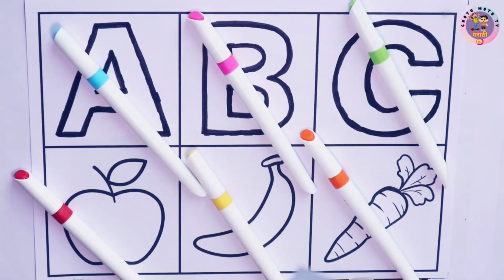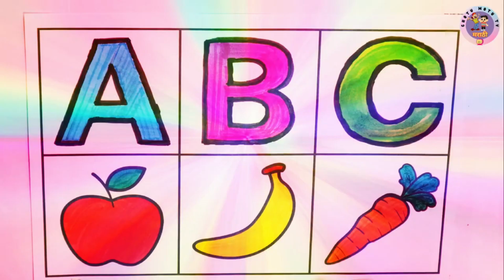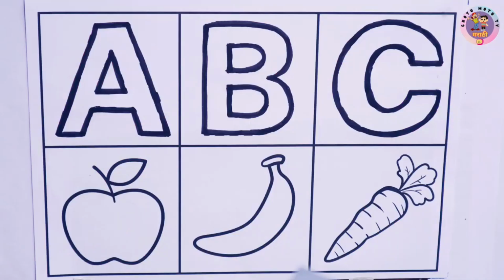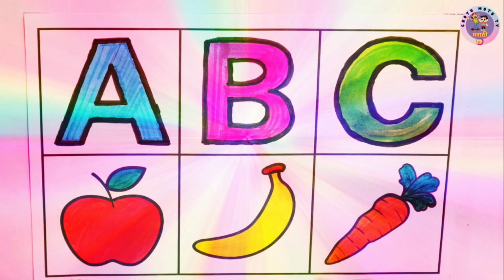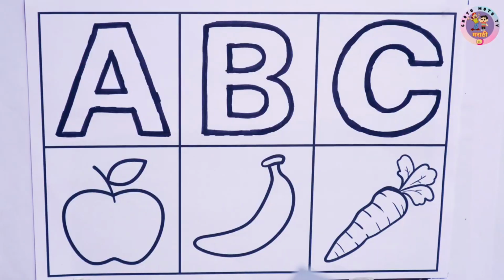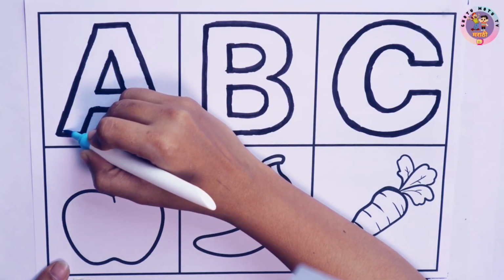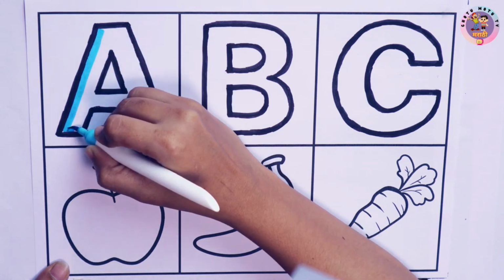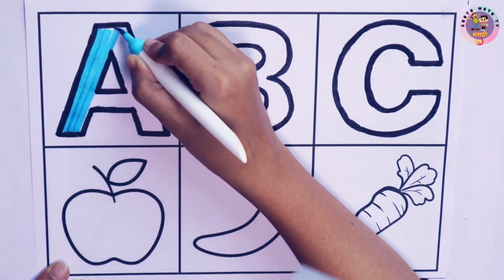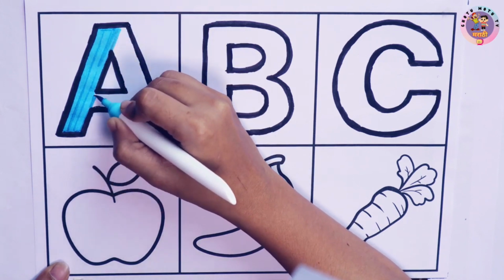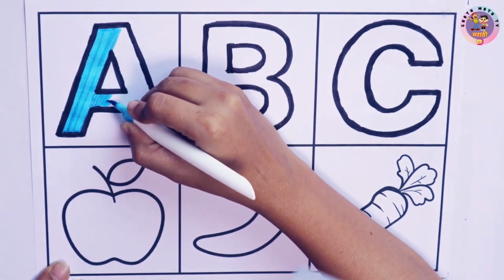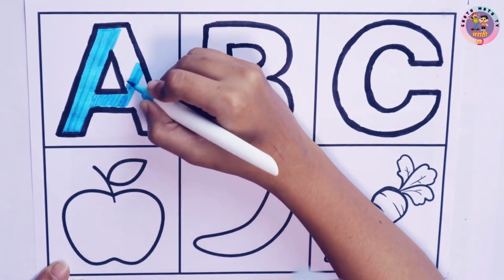Now let's color this ABC. Sky blue color. Let's color A. A is for apple.